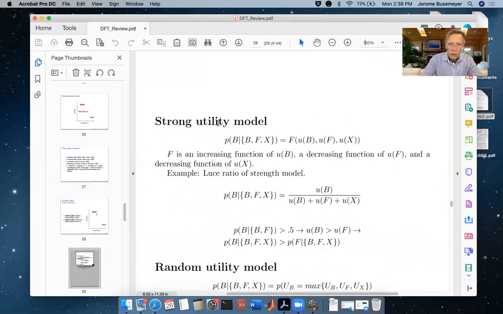Let's focus here on strong utility models. The idea of a strong utility model is we assign a utility to each option, and the probability that you choose an option is determined by those utilities. So for example, the probability you choose the BMW out of the set BMW, Ford, and the new alternative X should be an increasing function of the utility for the BMW, a decreasing function of the utility for the Ford, and a decreasing function of the utility for the competitive option X. So that's the strong utility model.